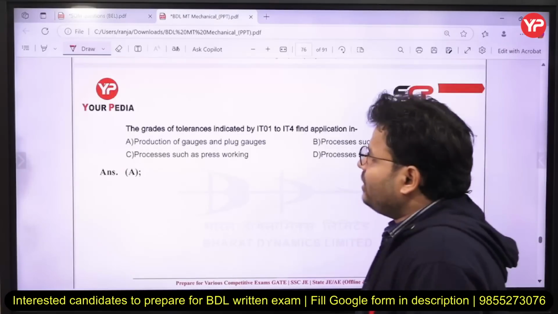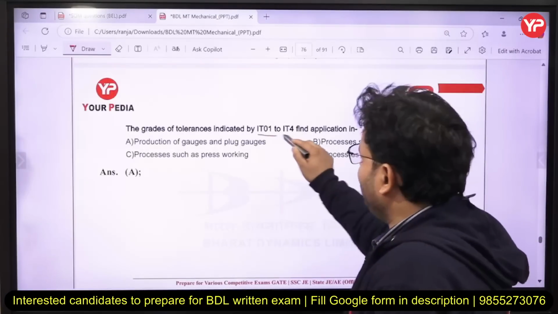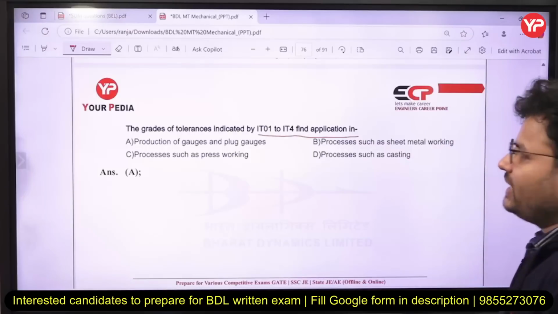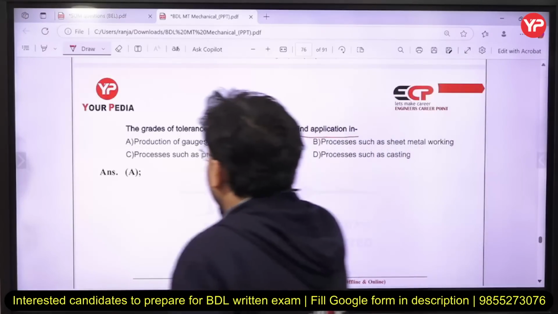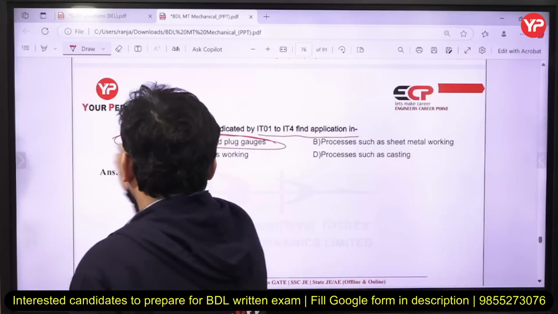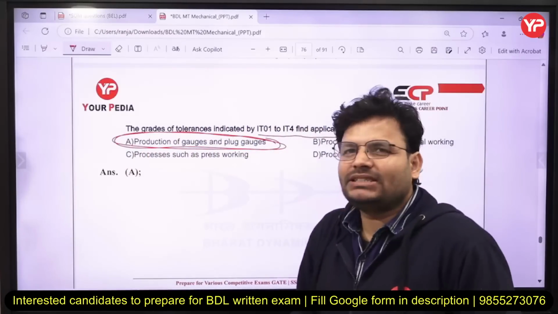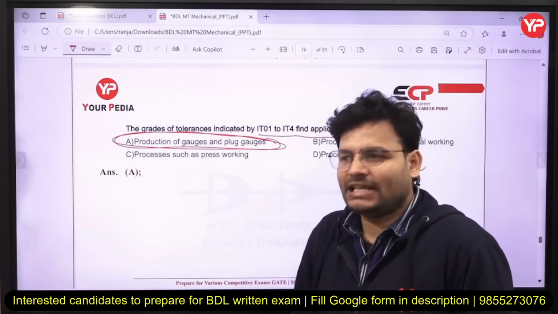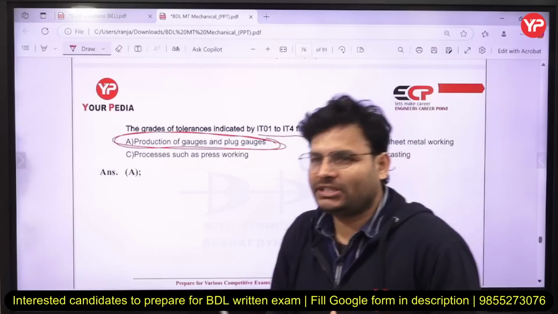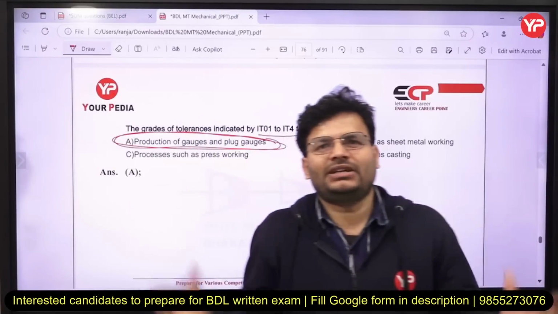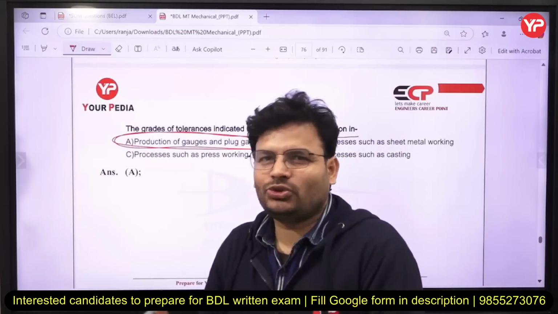Now, the grade of tolerance IT1 to IT4 is applied in the production of gauges and plug gauges. Yes, more precise is there. So plug gauge and snap gauge: what is their function? Basically, a snap gauge or plug gauge is used to find whether a shaft or hole is within the given range or not, or we can say it is going to measure.